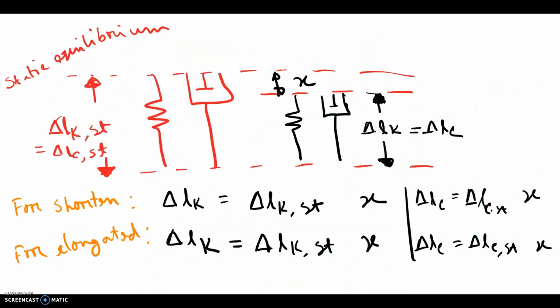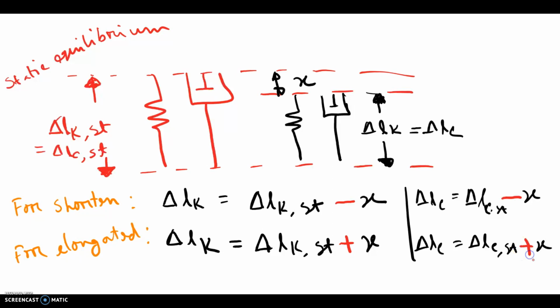Last example, a spring and damper. Let's consider this is the static equilibrium position for the spring and the damper. So we can write this is the displacement of the spring at the static equilibrium position, and this is the displacement of the damper at the static equilibrium position. If they are subject to a force and have a shortened displacement, let's say x, then we can write del lk equals del lc, and the deflection for the spring would be the static deflection minus the shortened displacement. Same thing will be for the damper. In the case of elongated displacement, we'll write static deflection plus elongated displacement.